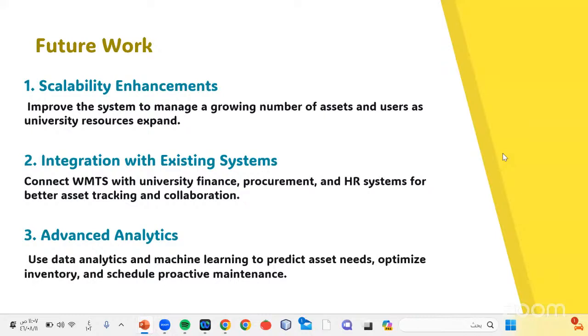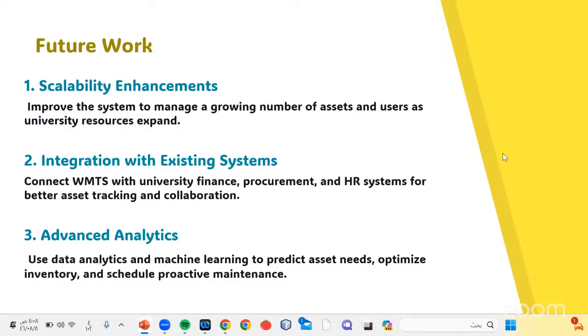Now we will discuss the future work. First of all, scalability enhancement: improve the system to manage a growing number of assets and users as university resources. Integration with existing systems: connect our project with university finance, procurement, and HR systems.